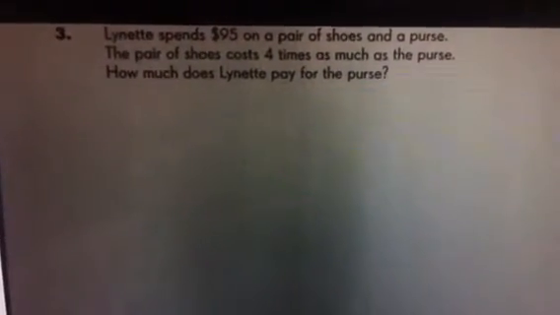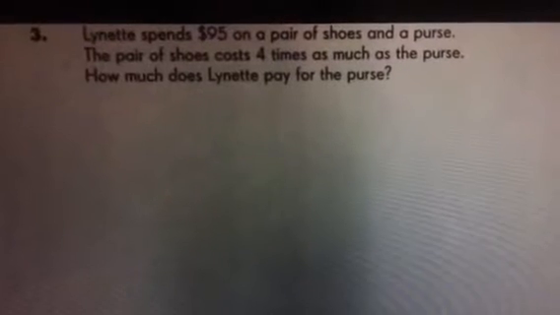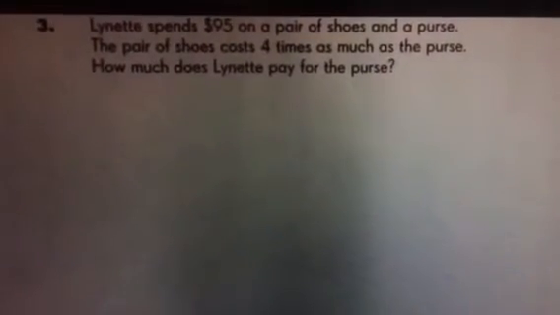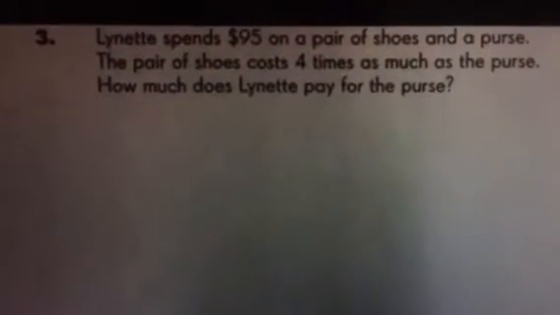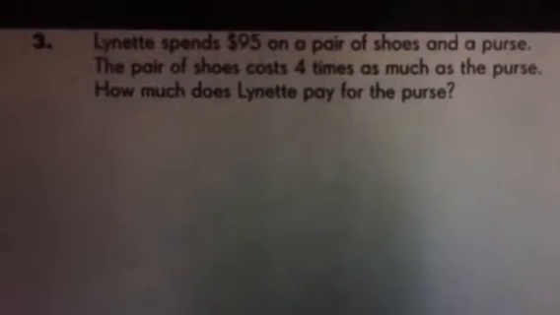Let's continue on with the comparison bar model for multiplication. Lynette spends $95 on a pair of shoes and a purse. The pair of shoes costs 4 times as much as the purse. How much does Lynette pay for the purse?